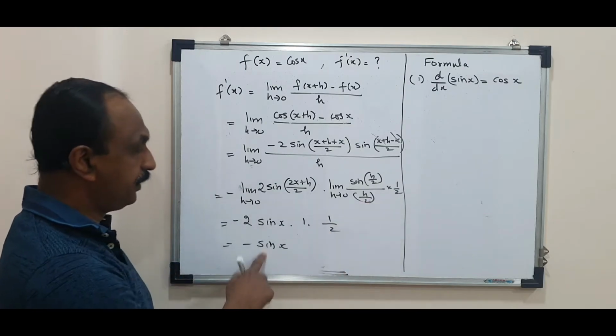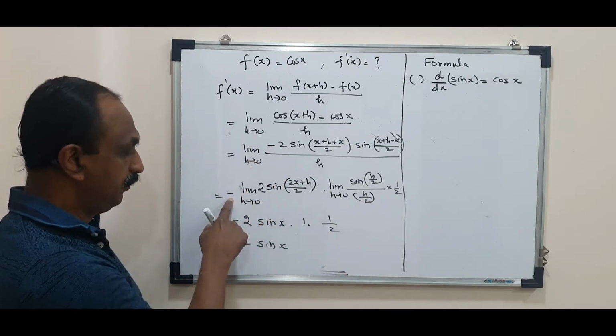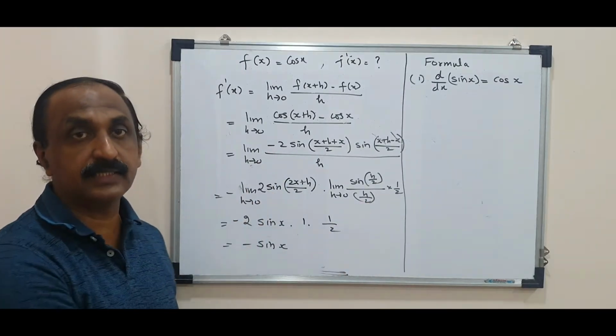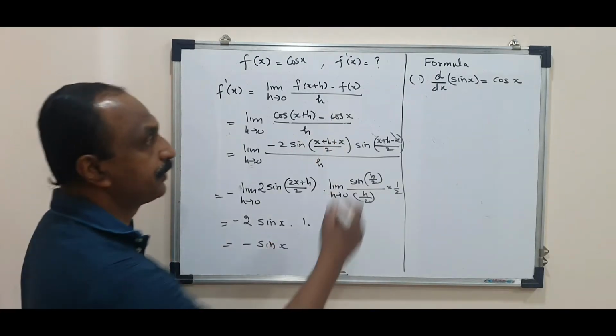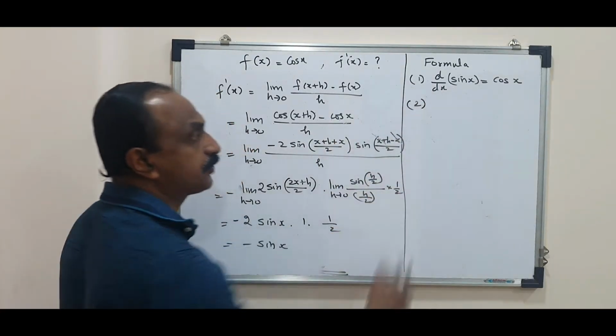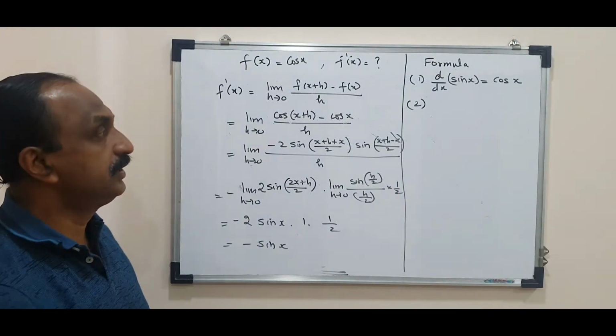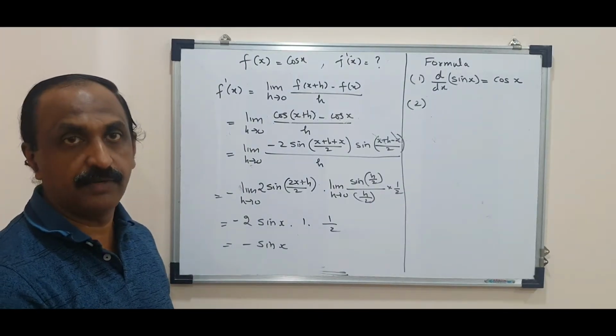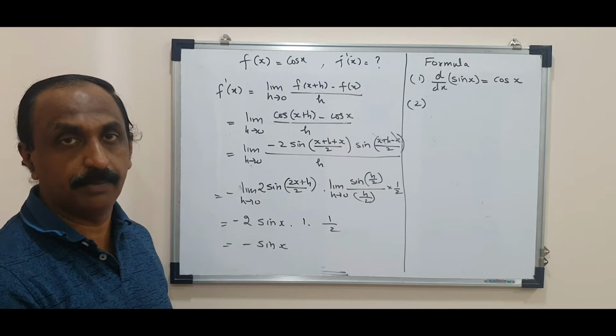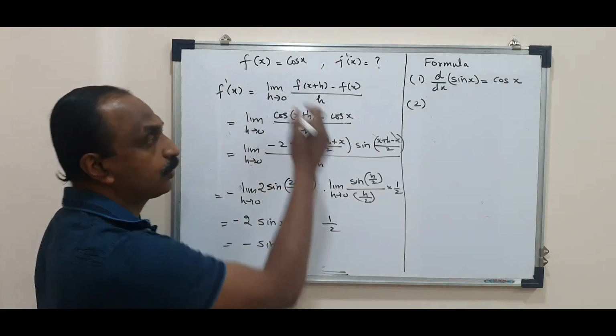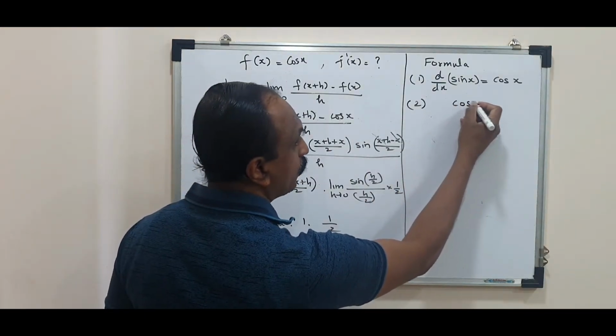So, because of the negative sign, we will end up with the answer minus sin x. My conclusion is that I have written the first formula in the second notation. We learned yesterday that the derivative can be denoted by d by dx. Whose derivative do I want to calculate? I want to calculate the derivative of cos x.